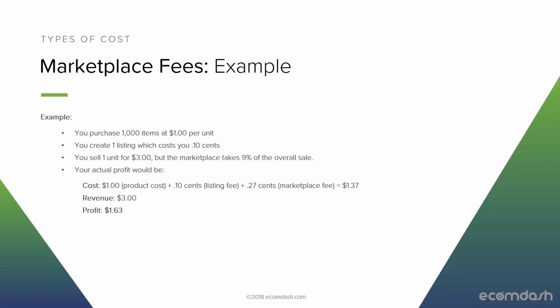Instead, it would be $1, which is the product cost, plus 10 cents, plus 27 cents, which is the 9% your marketplace is taking for this, which takes the total cost of the item to $1.37. So if you made $3 on this, but the total cost is $1.37, instead of looking at $2, you're looking at $1.63. So if you extrapolate that across over 1,000 items, if you listed all 1,000 of these, the difference is going to be significant in what you're actually making from these sales.